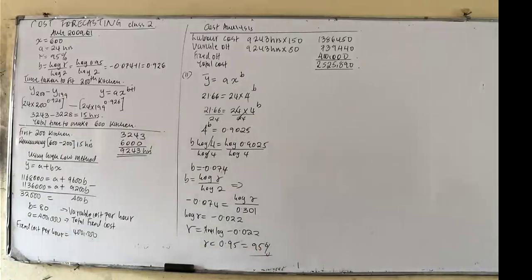But you see, theories, you are getting 6 marks. Theories will never disappoint. So that marks the end of that topic of cost forecasting.